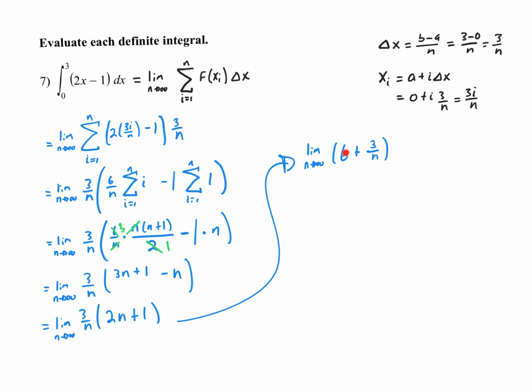Now, as n changes, 6 does not change. So this part right here would just go to 6. It just stays the same. But 3 divided by a number that keeps getting bigger and bigger and bigger is going to approach 0. So this whole thing is going to equal 6 plus 0, or 6. So the area under the curve of this from 0 up to 3 is going to be 6.